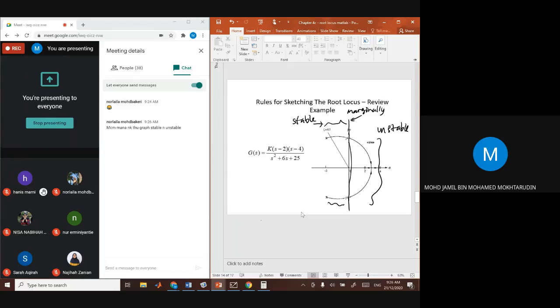How do we know whether the graph is stable or unstable? So, this thing we learned in an earlier lecture, I don't remember which. We learned that if poles are on the right hand side of the S-plane, then the system is unstable. If the poles are on the left hand side of the S-plane, then the system is stable. If the poles are on the jw axis, the system is marginally stable.